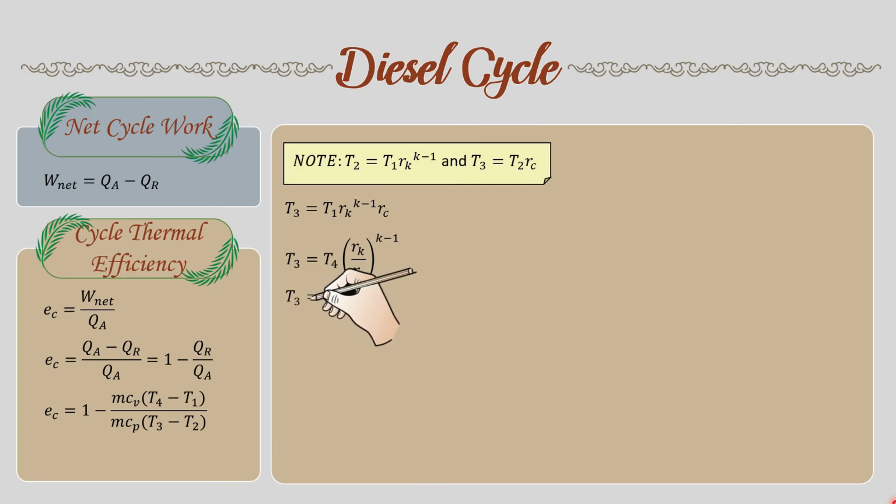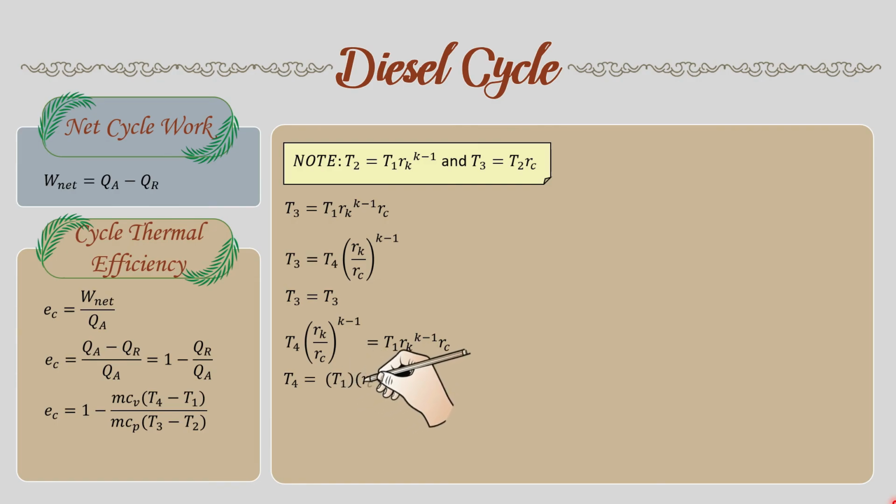Then, let's equate both sides to T3. So, T4 times RK over RC raised to K minus 1 is equals to T1 times RK raised to K minus 1 times RC. Then, cross out similar term which is RK raised to K minus 1. And that would give us T4 is equals to T1 times RC raised to K minus 1 times RC, or simply T4 is equals to T1 times RC raised to K.